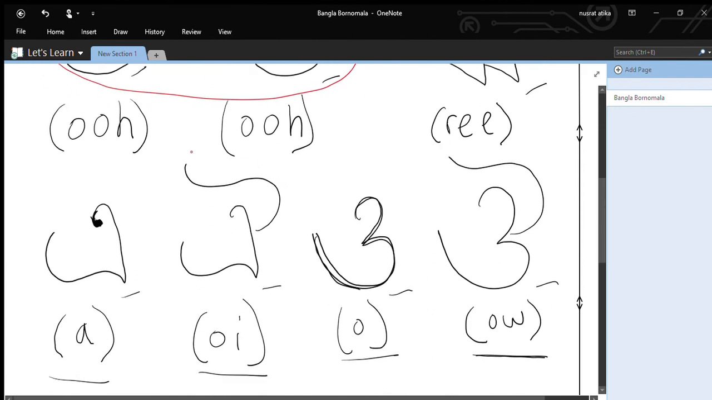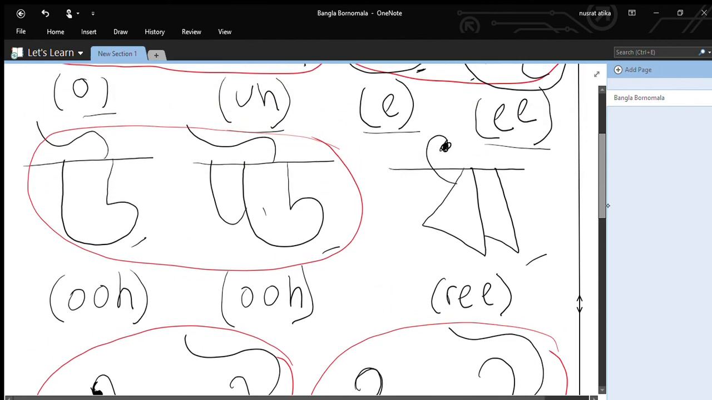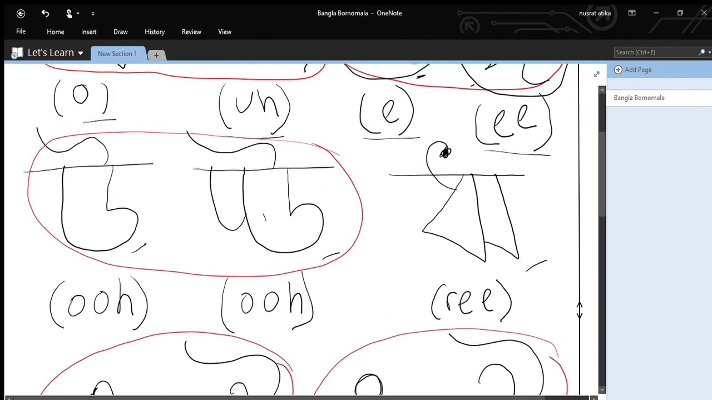But E and Oi come in a pair. They look similar and they sound similar. O and O, they look similar and they sound similar. So if you know Rosho U and you can't remember what the next one is, remember that the next one is going to sound similar, and it's going to look similar.